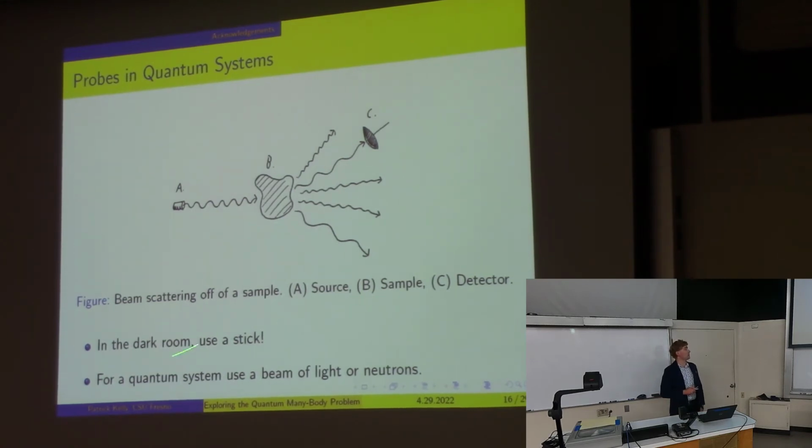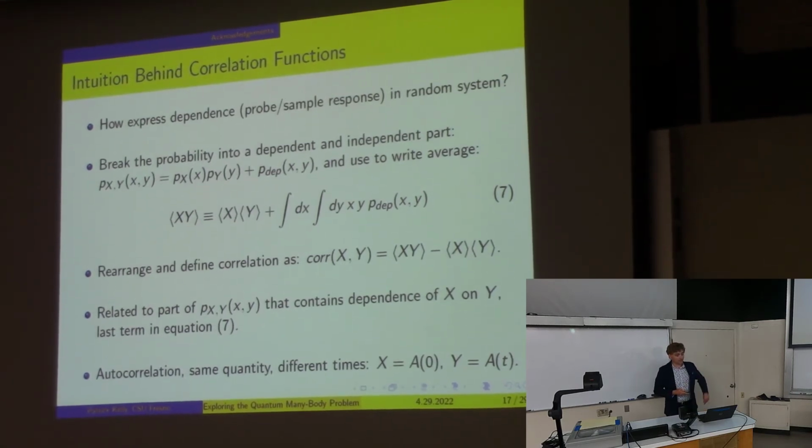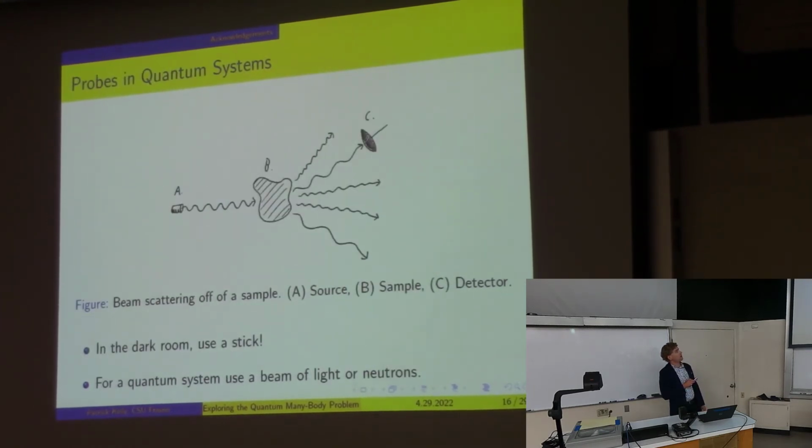My analogy was, in the dark room, you just poke it with a stick and see if it gives off a noise, or it's gooey and it sticks to the stick. You can also use light. I guess it would be easier to turn on a flashlight. But in quantum mechanics, we're stuck using expectations, and the generalization of an expectation or an average is a correlation function. So how do we express how a system responds to some probe?